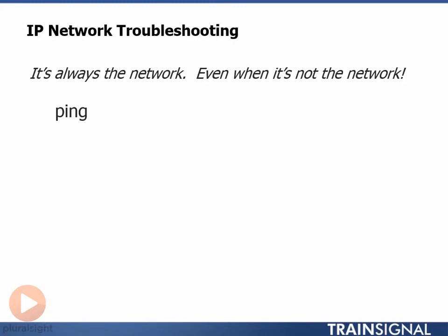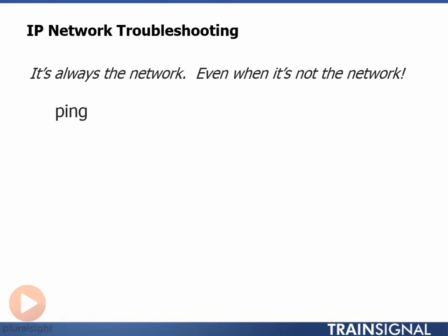It's as simple as typing the word ping on the command line of server A, followed by a space, and then entering either the IP address or the DNS name of server B. Then, depending on the response you get back, you can tell if the remote system, server B, is up and running and communicatable over the IP network or not.